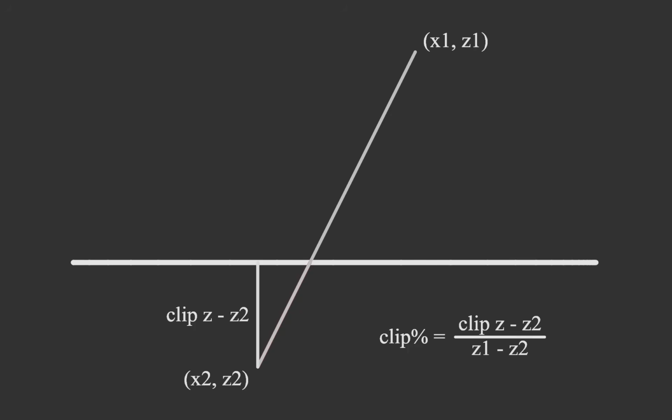Now the clipped z will just be that of the near clipping plane. To get the others, we can just decrease the values by the percent we want clipped multiplied by the total change in that axis over the whole line.